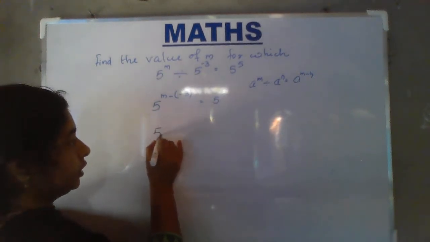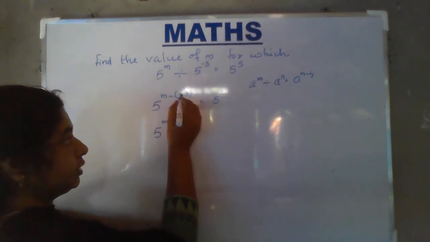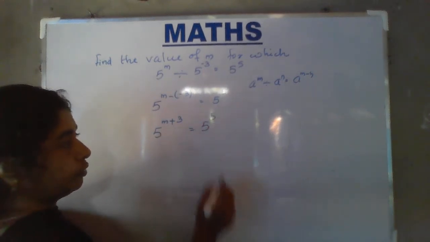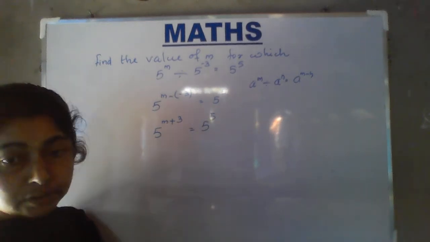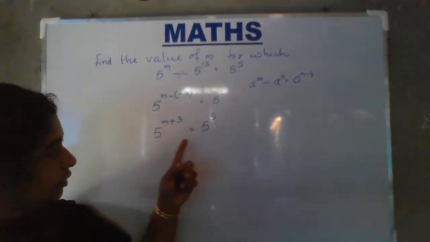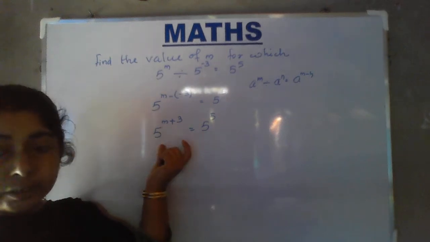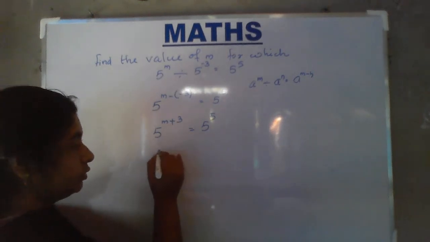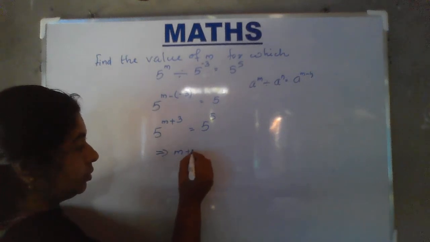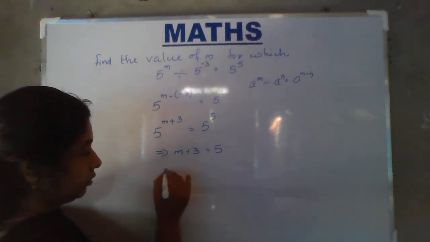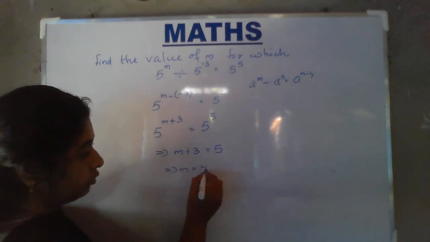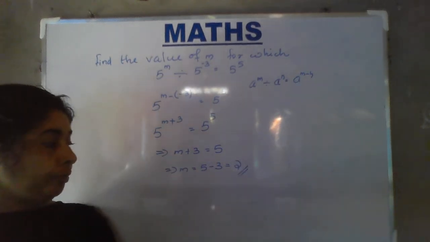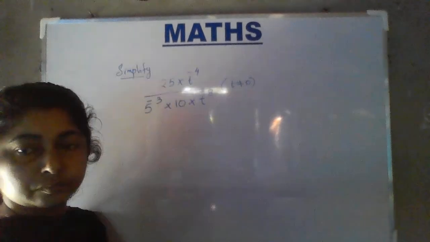So we can write 5 raised to, minus of minus is plus, m plus 3 equal to 5 raised to 5. Now here the two bases are equal, so their exponents are also equal. So we can write this as m plus 3 equal to 5. That is, m is equal to 5 minus 3, which is equal to 2. So the value of m is 2.